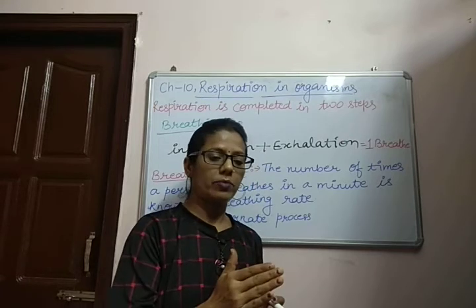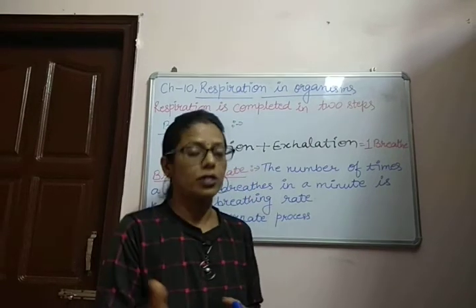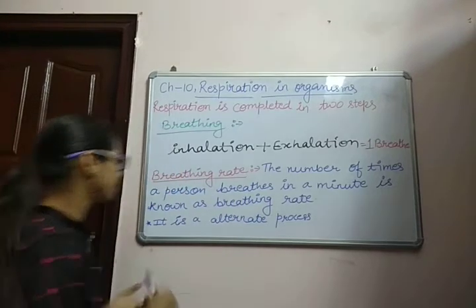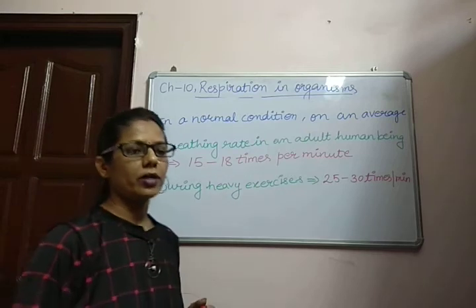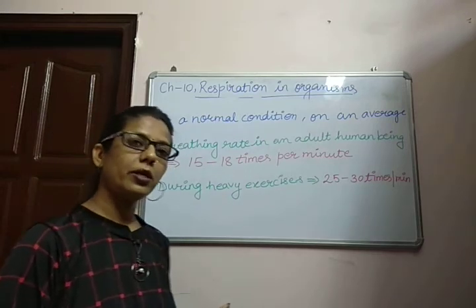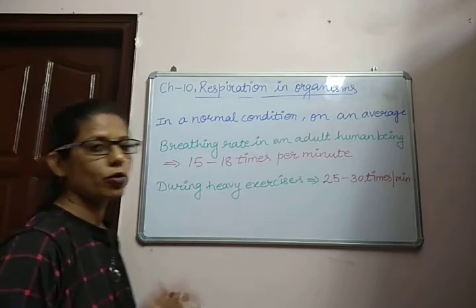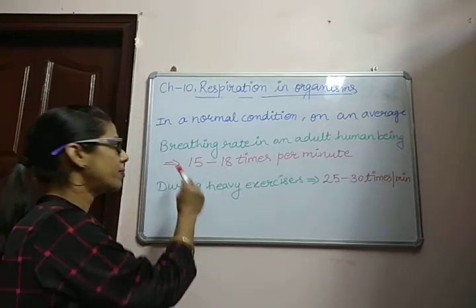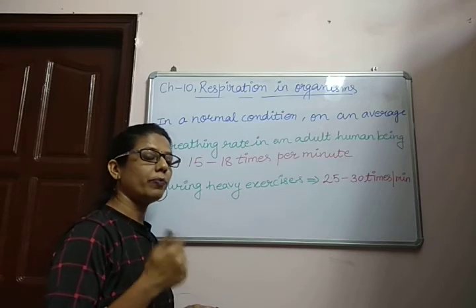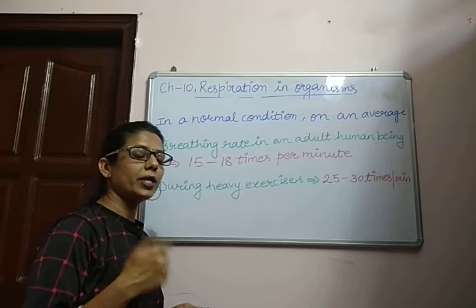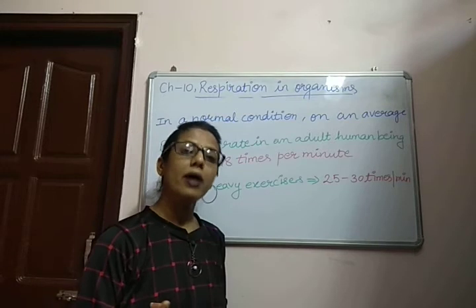So one breath means one inhalation, then exhalation, again inhalation and exhalation. So it is an alternate process. In different conditions, our breathing rate can change. In a normal condition, on average, in an adult human being, the breathing rate is 15 to 18 times per minute. It means in one minute we breathe 15 to 18 times, or we can say 15 times we inhale and 15 times we exhale, because breathing means one inhalation and one exhalation.